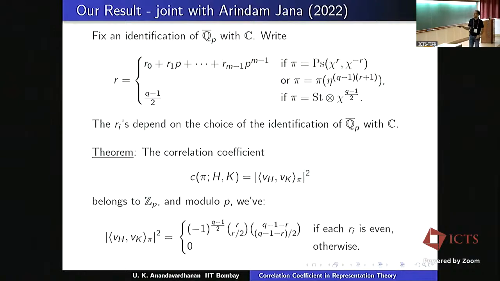It is these binomial coefficients put together. So this is the answer if each of the ri is even. If each one is even, not r is even, but each of the ri is even. If any one of the ri is odd, then they are orthogonal. No, they may not be orthogonal, but the mod p value is zero.